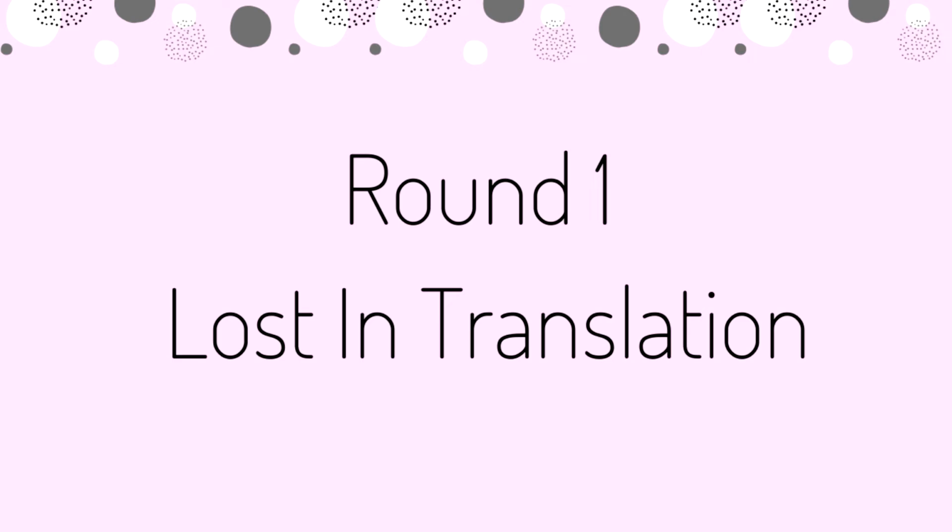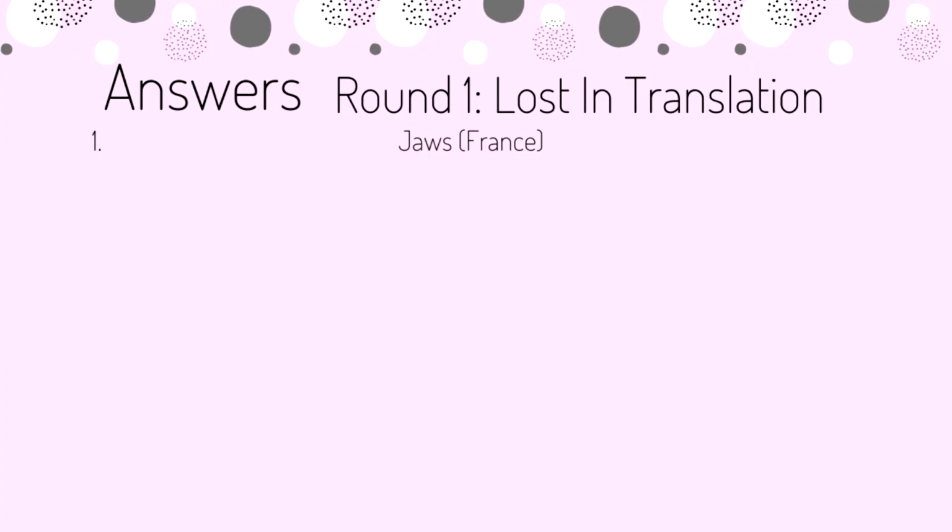Let's go. So your round 1 answers. Your round 1 was Lost in Translation. I gave you some foreign movie titles and I needed you to tell me what the movie was in English. Number 1, The Teeth of the Sea. That's what they call Jaws in France. Number 2, Electronic Murderer. That was The Terminator, according to Poland.